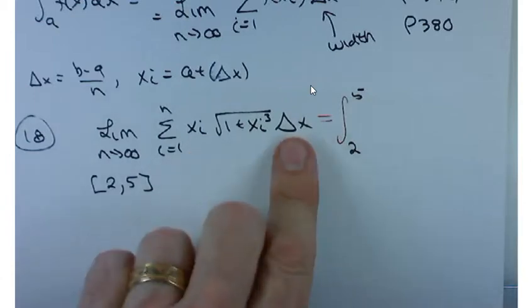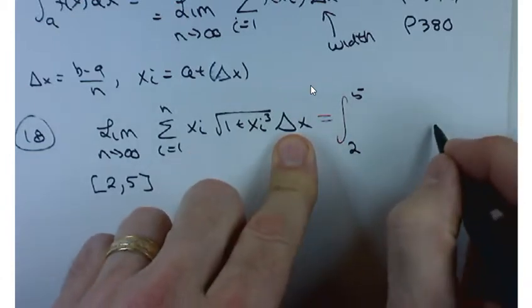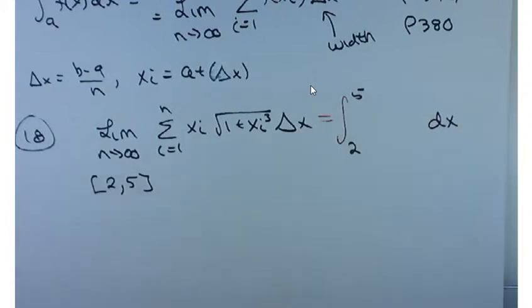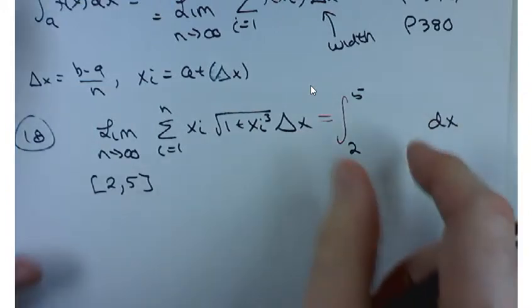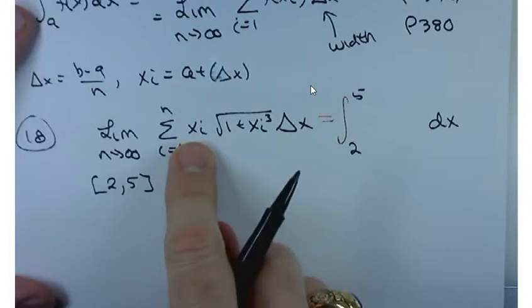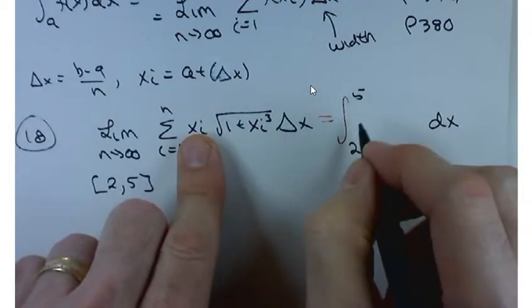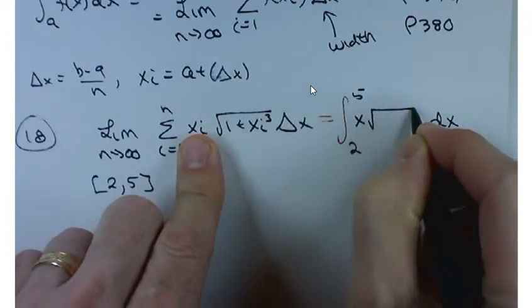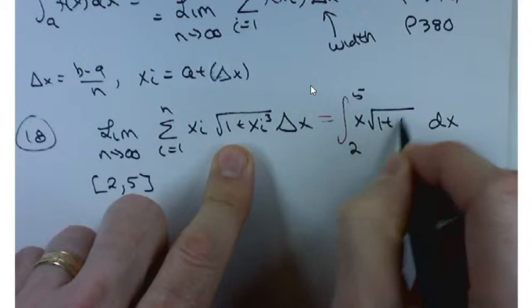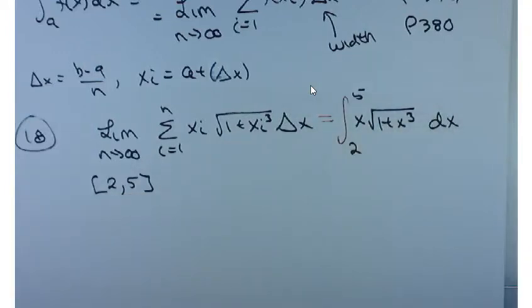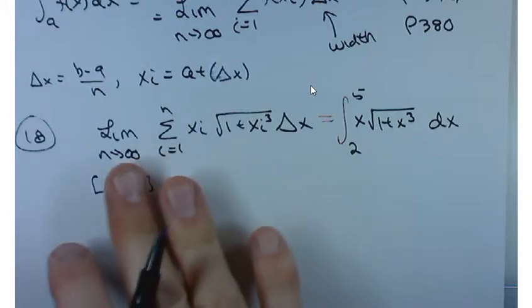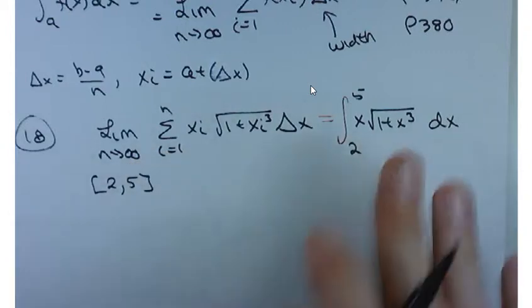Well, the delta x eventually is going to become my dx term here. But what's the function? Well, you have to think of x sub i as really representing our x. So this function is really x times the square root of 1 plus x cubed. And that's it. You're just trying to understand that this notation can be represented using the integral symbol.